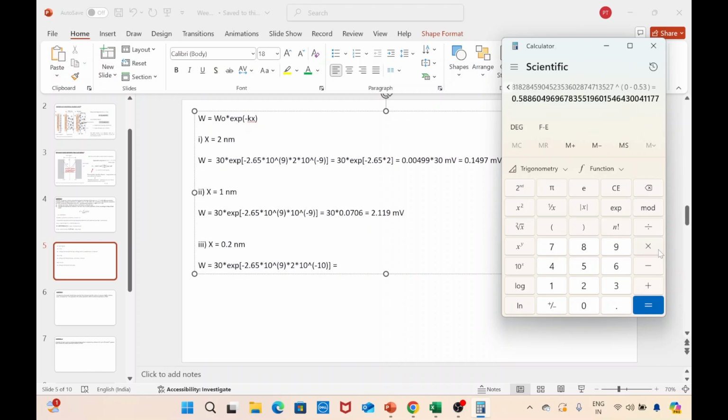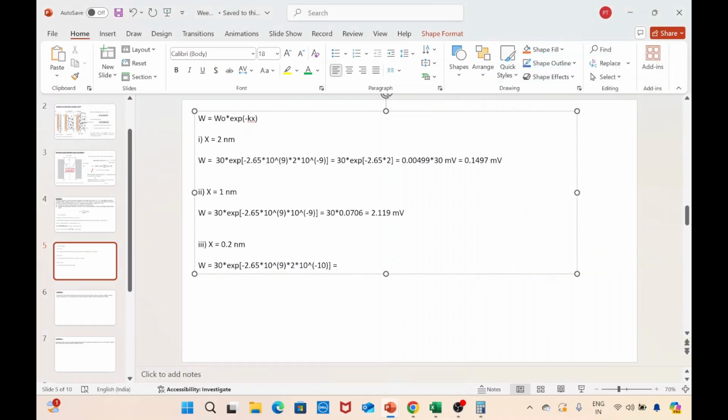Point 0.5886, this times 30 will be 17.658. So you can see at 0.2 nanometers, the potential is 17.65. But once you cross that Debye length or that diffusive layer, the potential is very less, like 2.11, and at 2 nanometers, it goes to 0.1497.